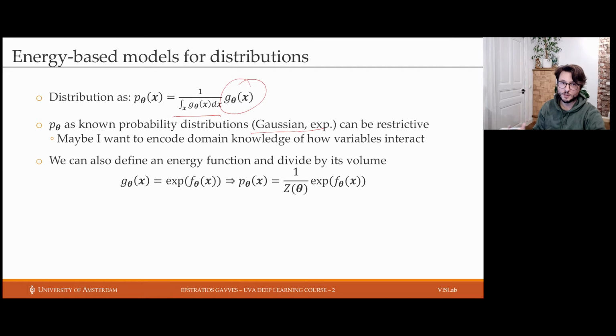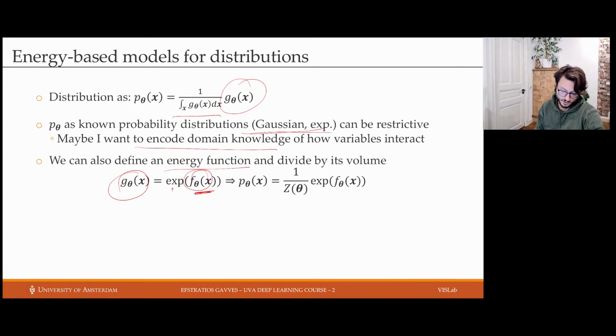Now, if we define our p theta to be a parametric probability distribution like Gaussian, exponential, etc., that's okay. However, that can be quite restrictive in the sense that we might want to encode in our model definition some domain knowledge that I'm pretty sure would be very important for the modeling of my problem, and it just doesn't fit with one of my probability distributions. So what we can do in that case is define an energy function and divide by its volume, and we can do that by defining our function g to be the exponential of that energy function.